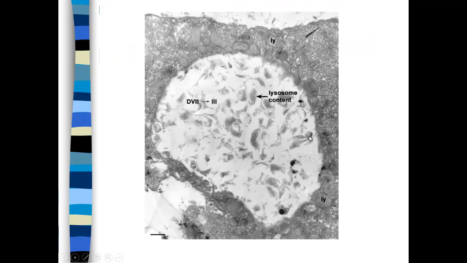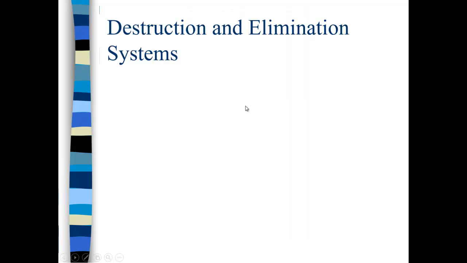And here's a phagolysosome, and you can see the lysosomes are much smaller. They're being recruited into the phagolysosome, so multiple lysosomes are being recruited, secreting their contents, and then killing the bacteria. And you can see the granules from the lysosomes being released.